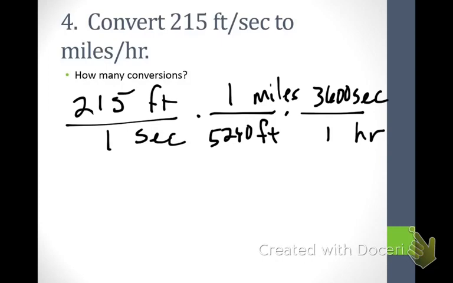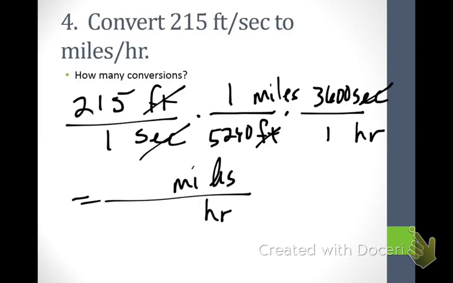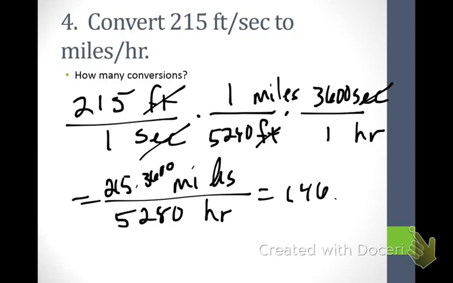Okay? Now, going back to our units, our feet are going to divide out, our seconds are going to divide out. And then when we multiply through, we're going to be left, from a unit standpoint, with miles over hour. So we're going to take 215 times 3,600 and divide that by 5,280. And it's 146 miles per hour. Okay?